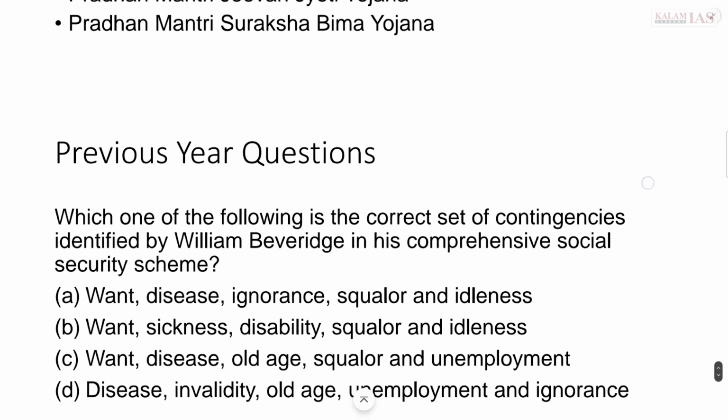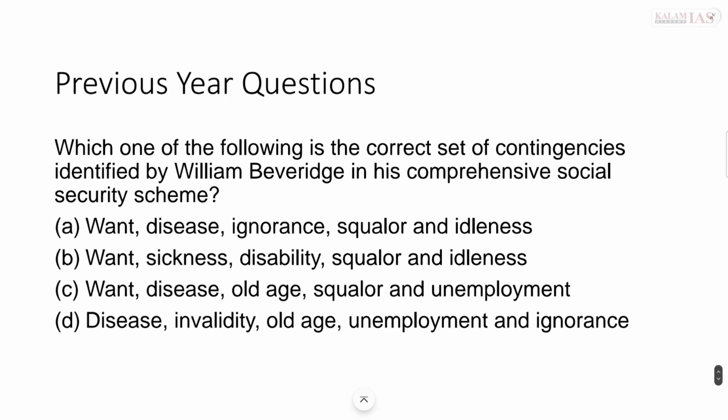Let us discuss some previous year questions. First, which one of the following is the correct set of contingencies identified by William Beveridge in his comprehensive social security scheme? A. Want, disease, ignorance, squalor, and idleness. B. Want, sickness, disability, squalor, and idleness. C. Want, disease, old age, squalor, and unemployment. Or D. Disease, invalidity, old age, unemployment, and ignorance.